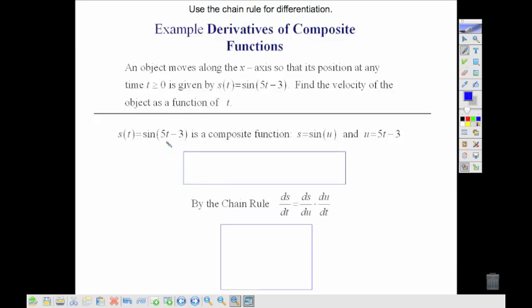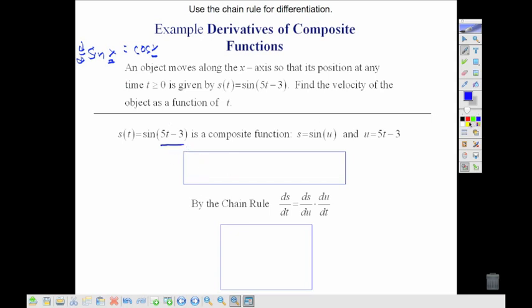We've got the sine of 5t minus 3. And this one, they're asking for the velocity, and if this is position, we need to take a derivative. Okay, so we know the derivative of sine of x. That's not a problem. We know that that derivative is going to give us the cosine of x. The problem, though, is that we don't just have x in here, and so we need to use a different rule when we take this derivative.